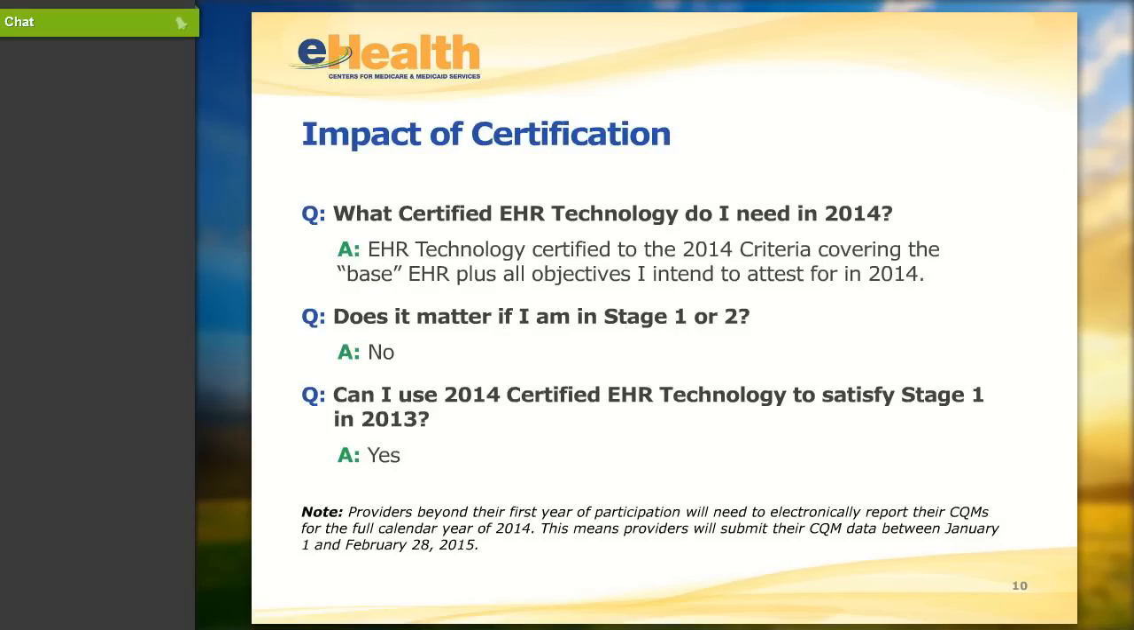There are a small number of folks whose vendors have certified ahead of time and they have managed to be upgraded. It is possible for you in this final portion of 2013 to be using that 2014 certified EHR technology. It doesn't affect most of you, but for those of you who have upgraded early enough, it certainly is a possibility. And you would just choose that technology from the Certified Health IT Product List when you get that certification number for attestation.